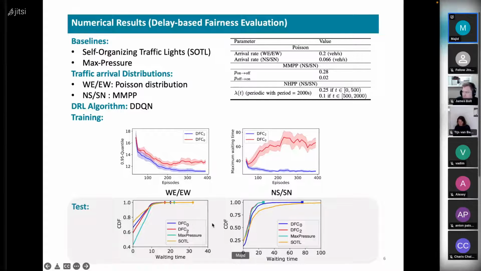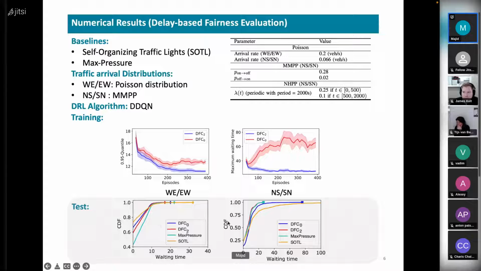Another comparison is the figures in this row, where we're showing the CDF, or cumulative distribution function, of the delays for different algorithms. These points also show the maximum waiting times. As you can see, for DFC2, the tail of the distribution is minimal. In the first figure, for the east-west bound, DFC2 has the minimum tail. And for the north-south, DFC2 and also max pressure have the minimum tails.